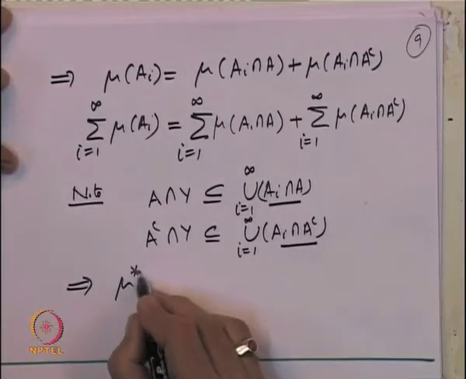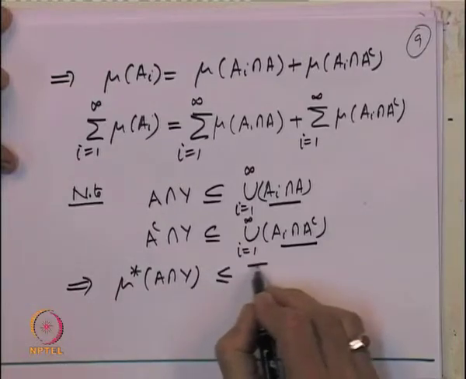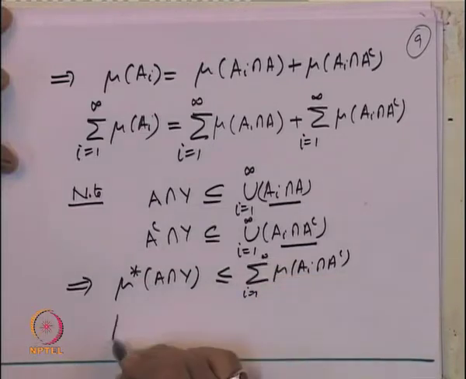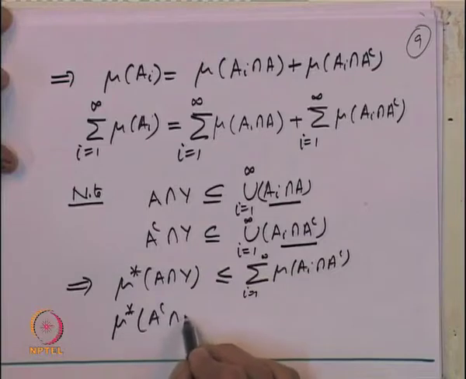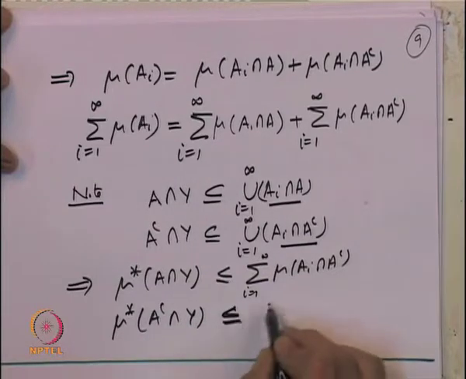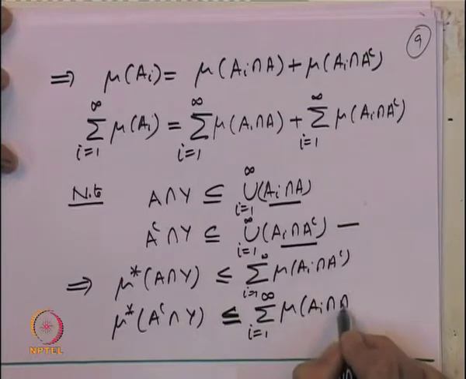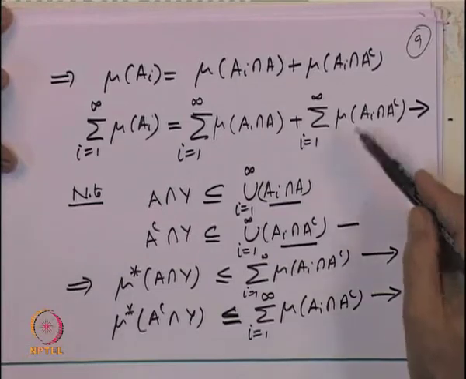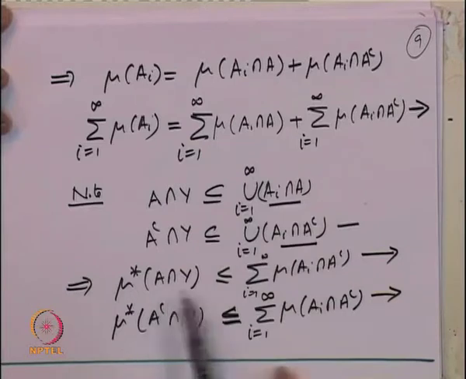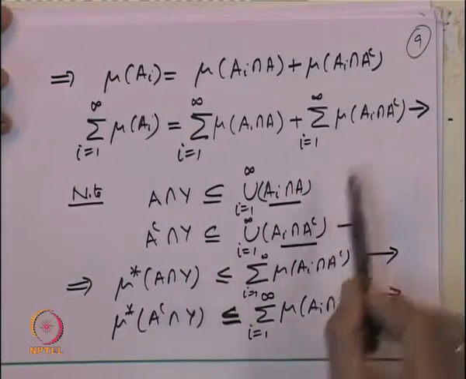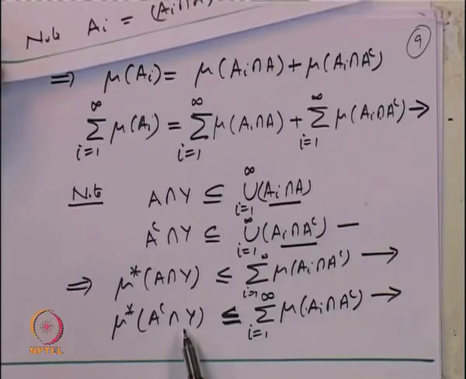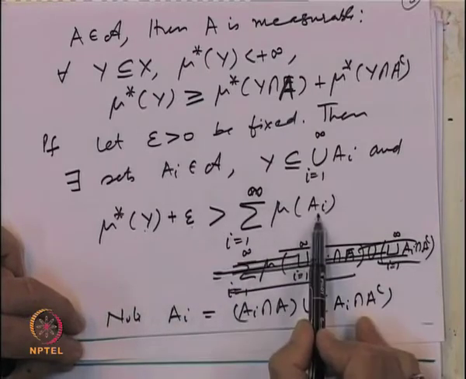So, this will imply that mu star of A intersection y is less than or equal to the summation of mu of A i intersection A, i equal to 1 to infinity, and mu star of the second one, A complement intersection y, is also less than or equal to, using this, the summation i equal to 1 to infinity of mu of A i intersection A complement. Look at these equations. The summation of mu of A i is bigger than or equal to mu star of A intersection y plus mu star of A complement intersection y, and we had mu star of y plus epsilon bigger than this summation.